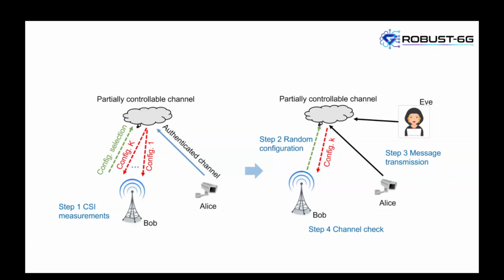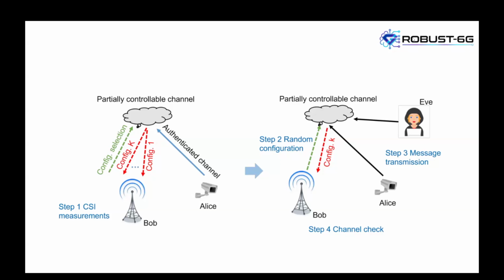Agent Bob wants to verify if the received message comes from Alice or Eve with challenge response authentication that includes 4 steps. In the first preliminary step, Bob registers the power of the received signal when Alice is transmitting and the configuration of the RIS, for example, the direction of reflection of the signal. Then Bob sets a random configuration of the RIS in Step 2.